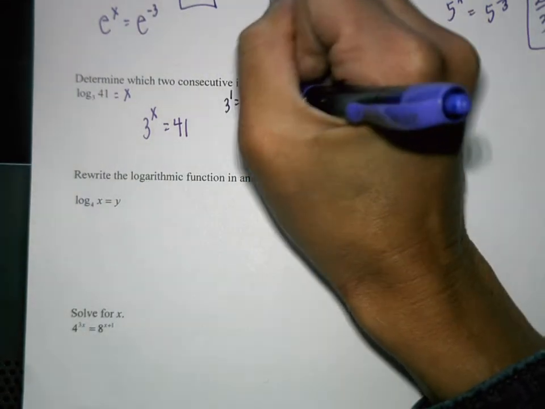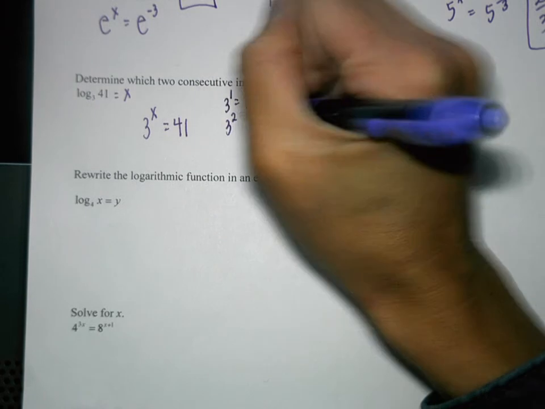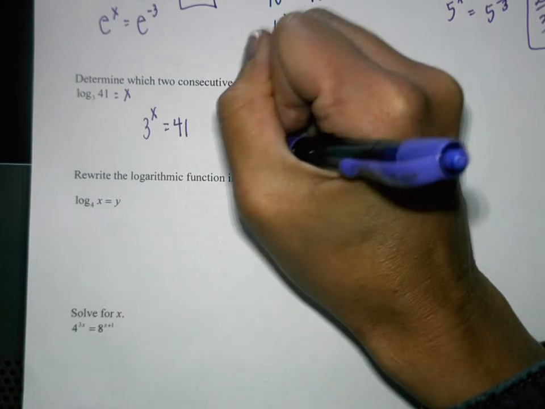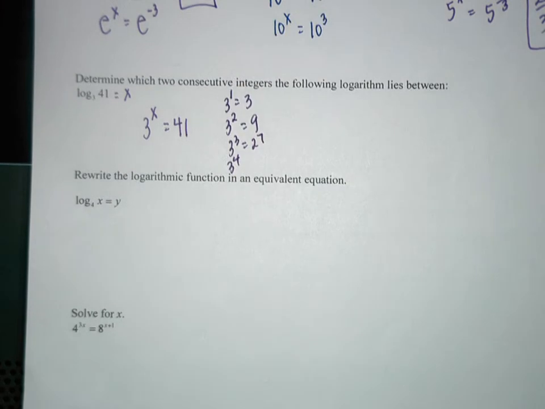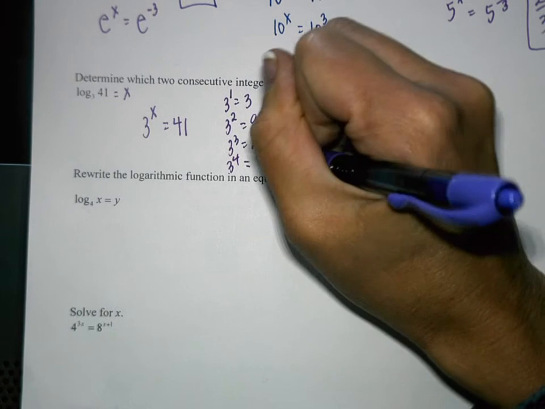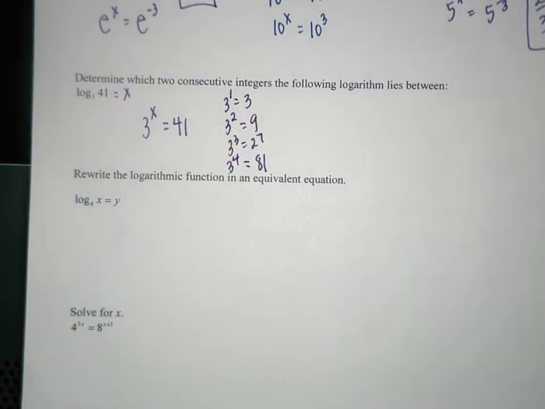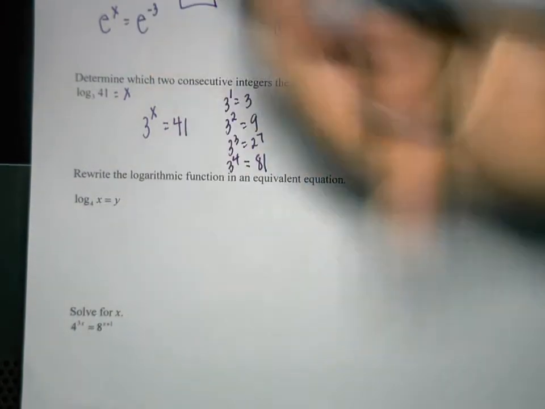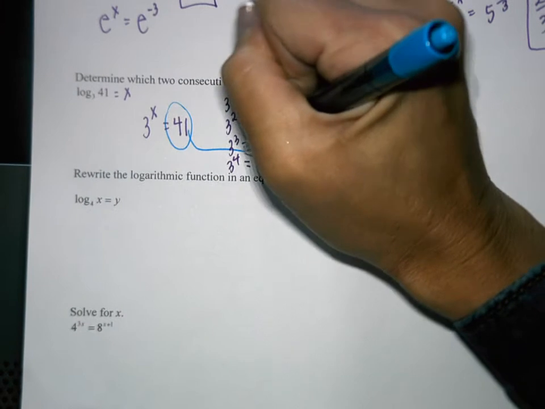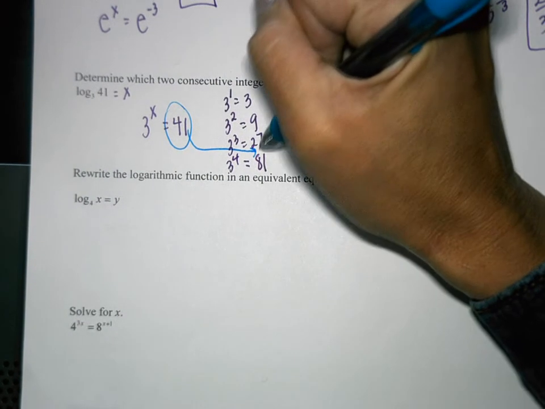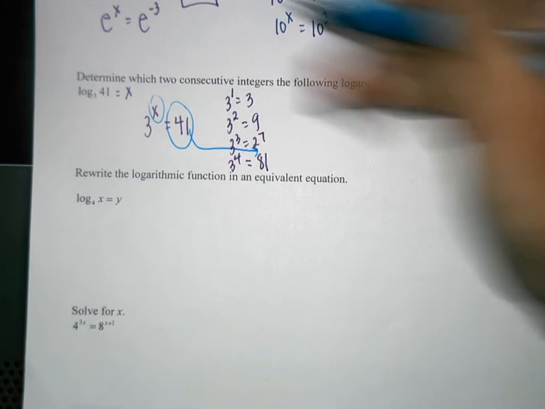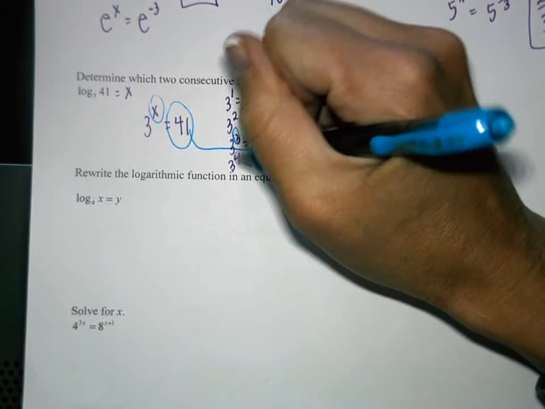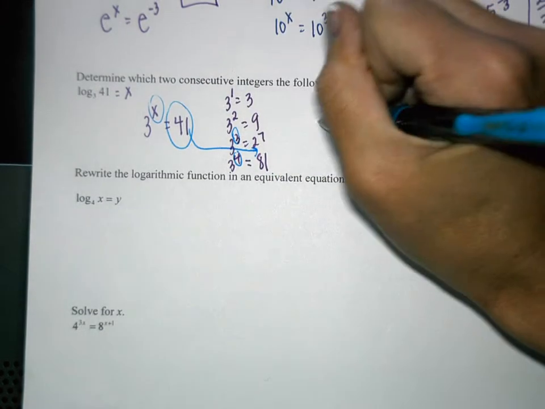We know that 3 to the 1st is 3. 3 to the 2nd is 9. 3 to the 3rd is 27. Excuse me. 3 to the 4th power is 81. And I'm going to go ahead and stop there because the value of 41 would fall right in between 27 and 81. And so that means our answer, 3 to what power, is going to be somewhere between these exponents, 3 and 4.